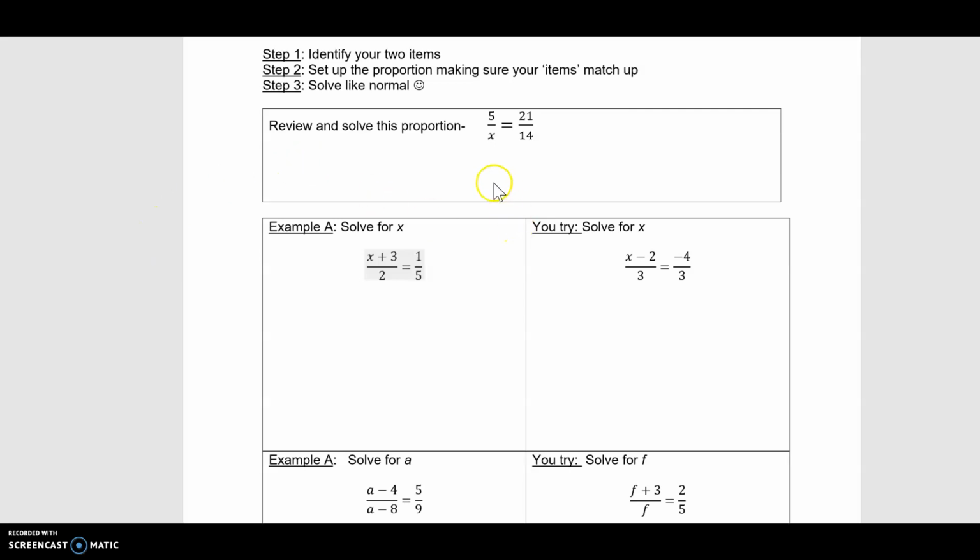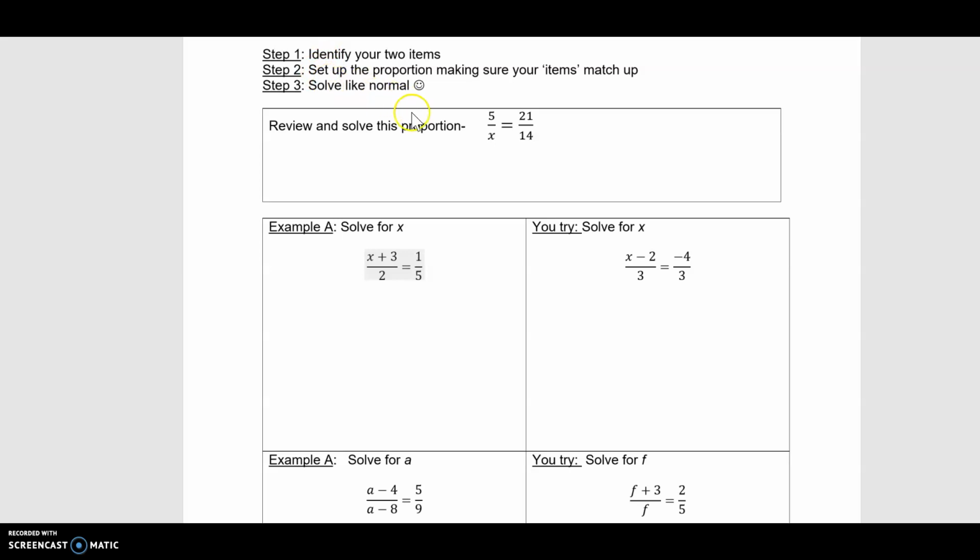You may have done some work with proportions in the past. We're going to take it just a little step further and go with what we've been working on the past few days as well. Now, a proportion is just simply a comparison between two items. That's it. So step one is to identify your two items. What are you comparing? Step two, set up the proportion, making sure your items match up.